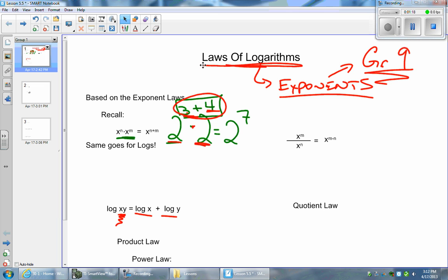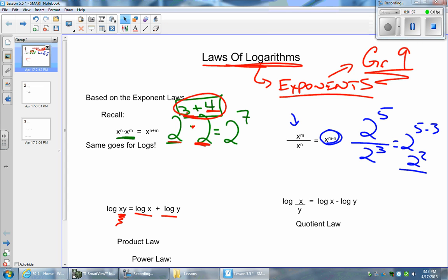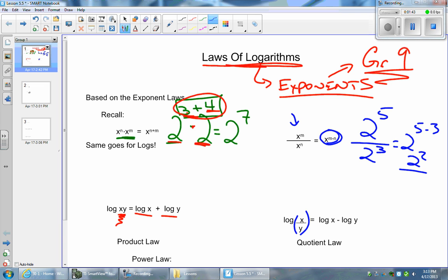Now, look at this one. Remember this one? Yeah, this is the quotient law, which means if you had something like 2 to the power of 5 over 2 to the power of 3, this would be 2 to the 5 minus 3, or 2 to the 2, and everybody be happy. So all you had to do is subtract the exponents. Well, same thing goes for the quotient law, which is right here. The quotient law is identical to that. So if you're in a division situation like this, all you have to do is subtract.